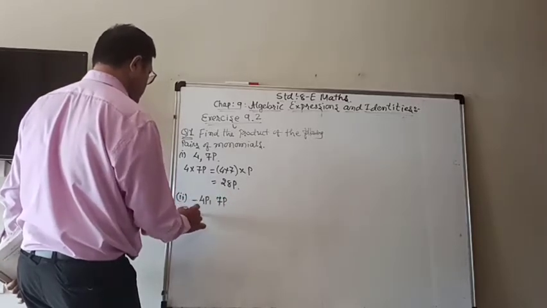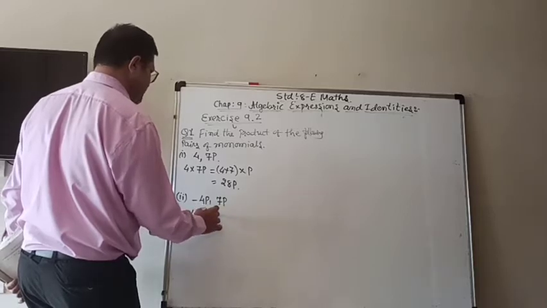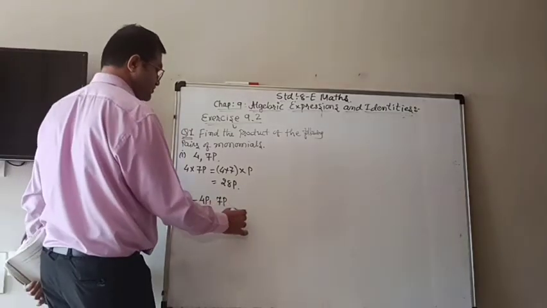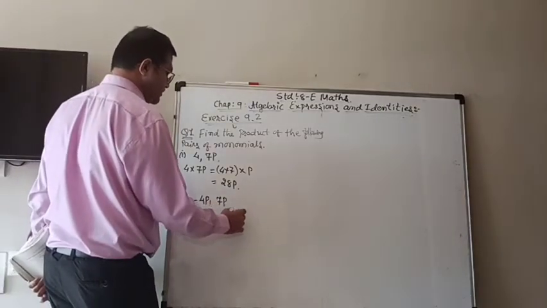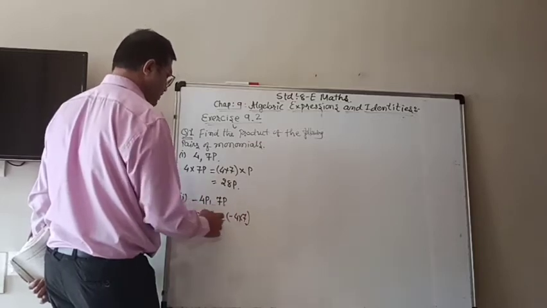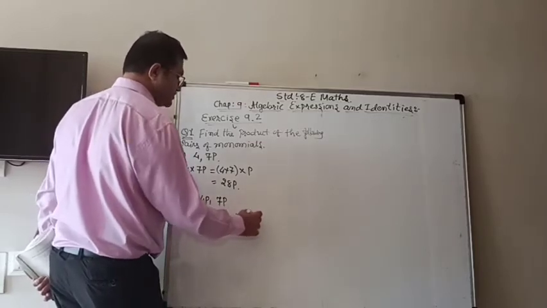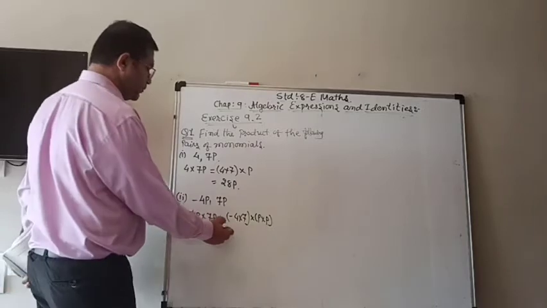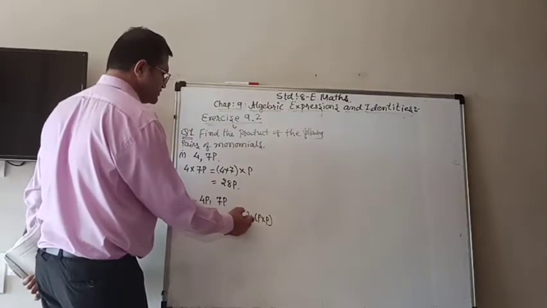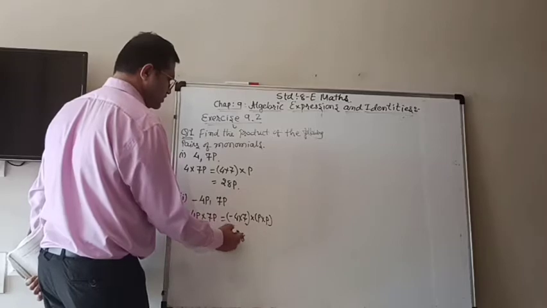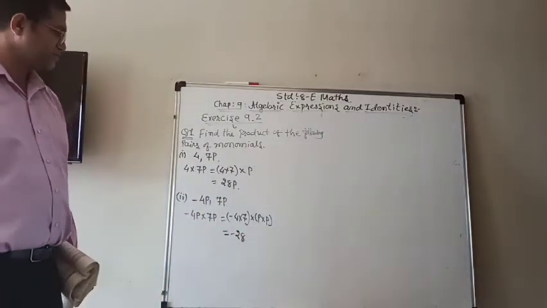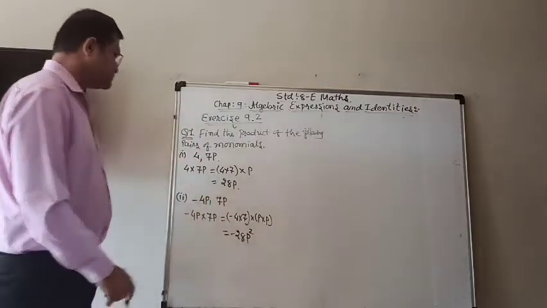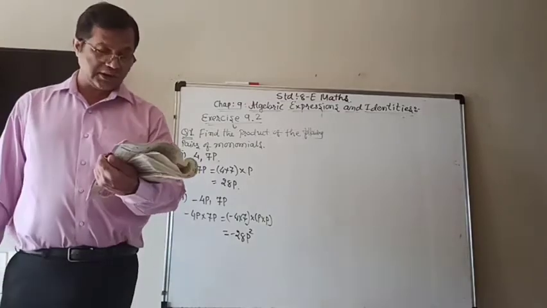So now minus 4p multiplied by 7p. So first in the bracket, the coefficients minus 4 multiplied by 7. When there is a negative sign, don't avoid it, and p multiplied by p is in the second bracket. So the product of minus 4 into 7, 7 4s are 28, so it is minus 28, and p multiplied by p is p square. So the answer is minus 28 p square.